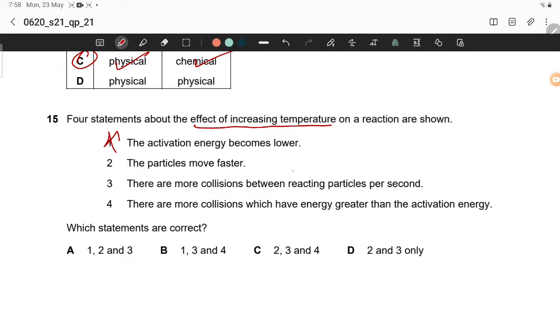The particles move faster. Yes, particles move faster. There are more collisions between reacting particles per second. Yes, it is also correct because particles gain kinetic energy and move faster. There are more collisions which have energy greater than the activation energy. This is also a correct statement. So 2, 3, 4 are correct. So the answer is C.